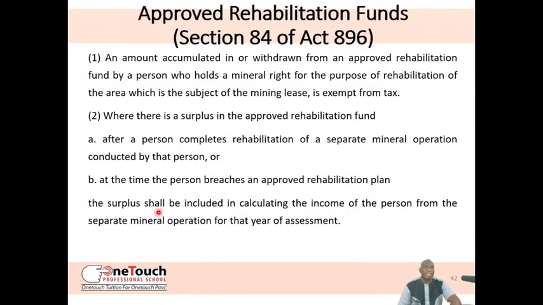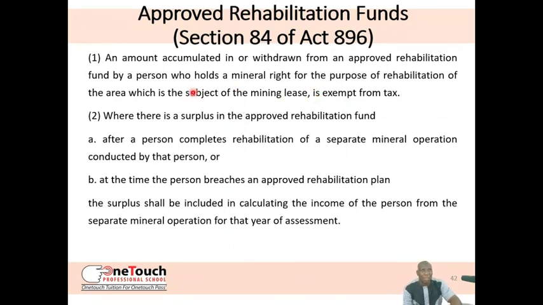An amount accumulated in or withdrawn from an approved rehabilitation fund by a person who holds a mineral right for the purpose of rehabilitation of the area, which is the subject of the mineral lease, is what? Normally exempt from what? Tax. So any amount accumulated or withdrawn from an approved rehabilitation fund for the purpose of what? Rehabilitation, please, is exempt from tax. So though it's income, because it is toward the rehabilitation, it's exempt from what?